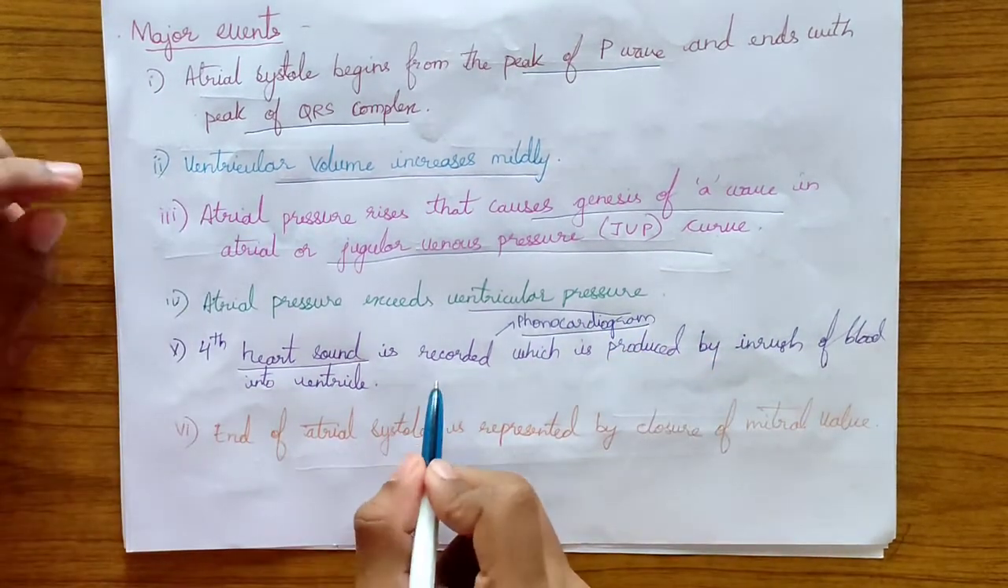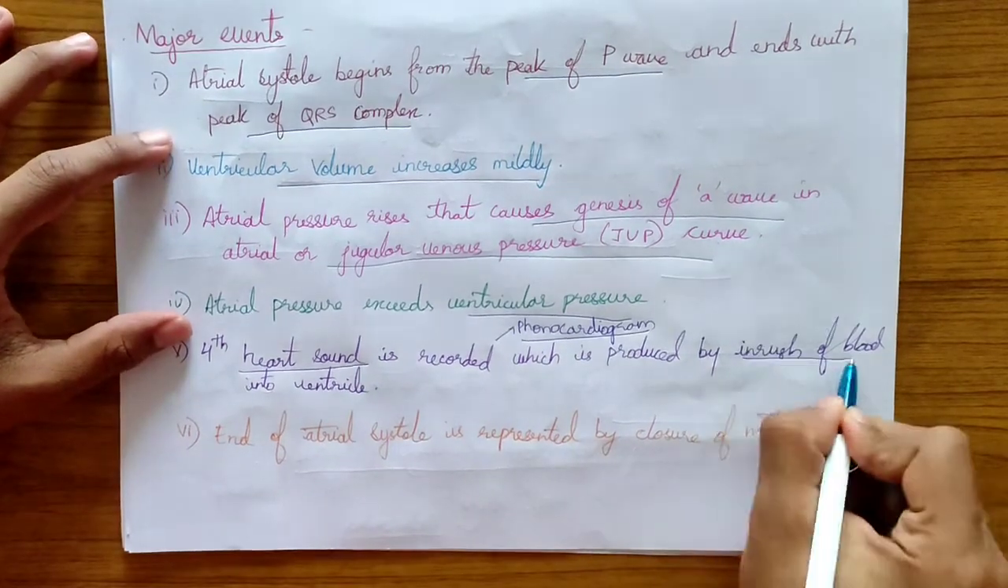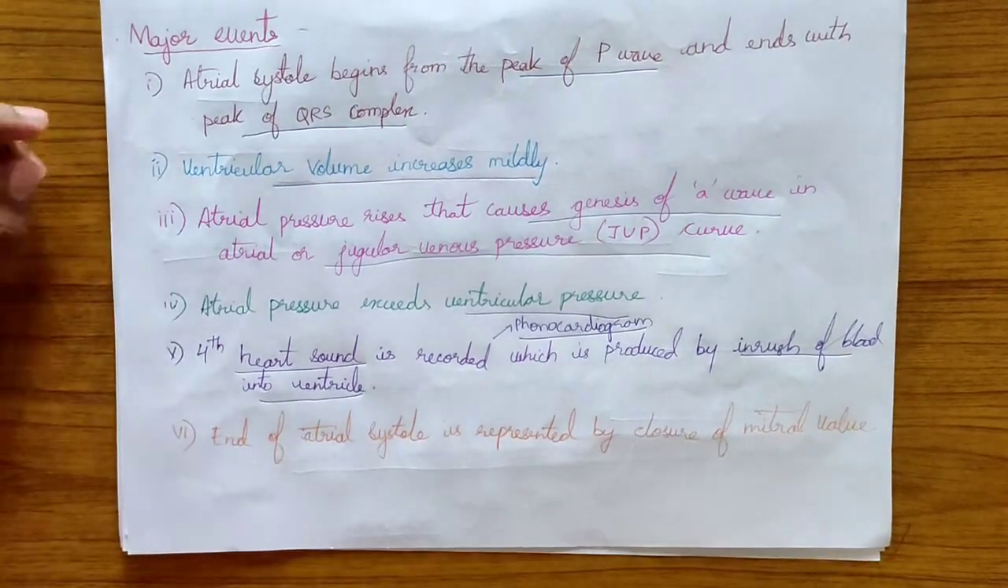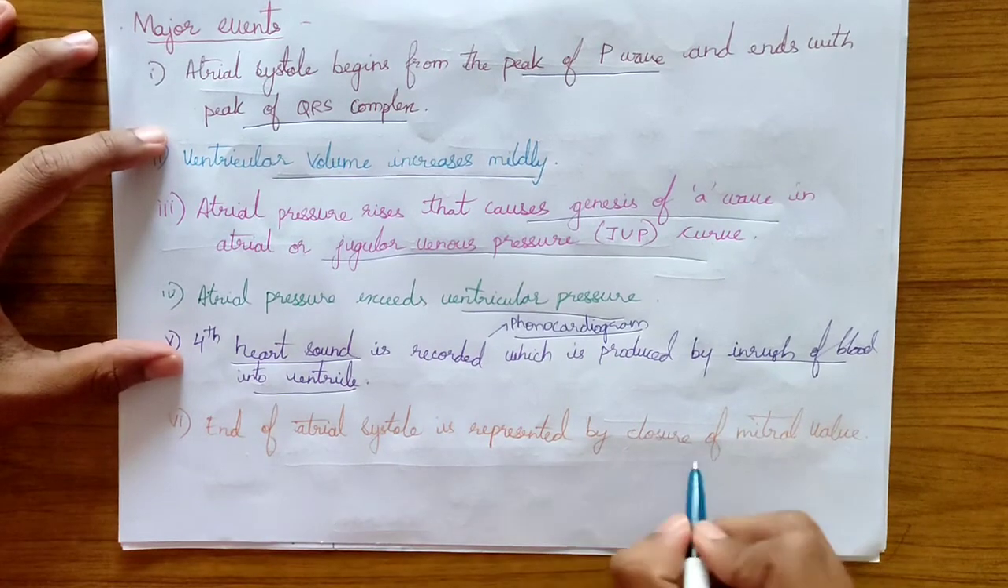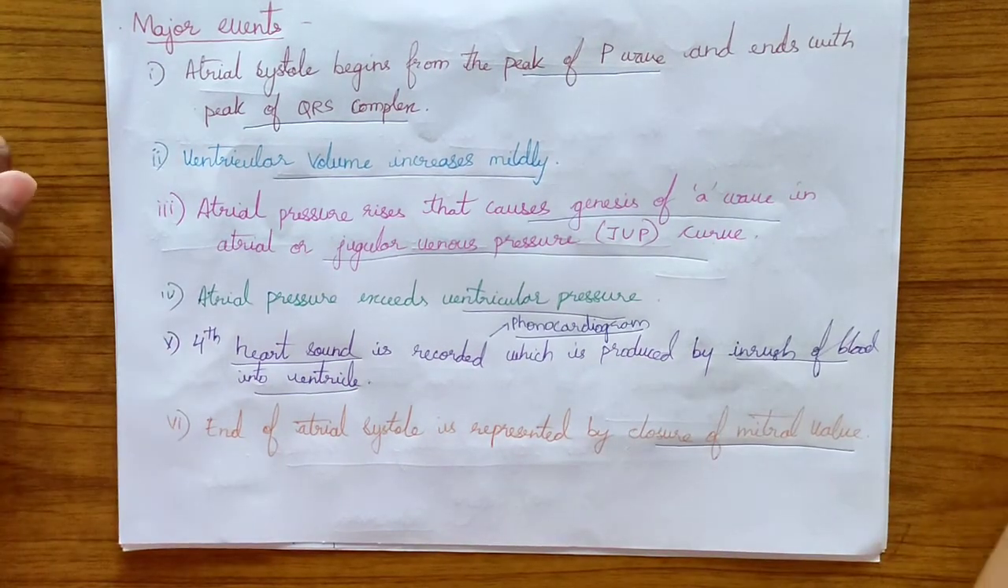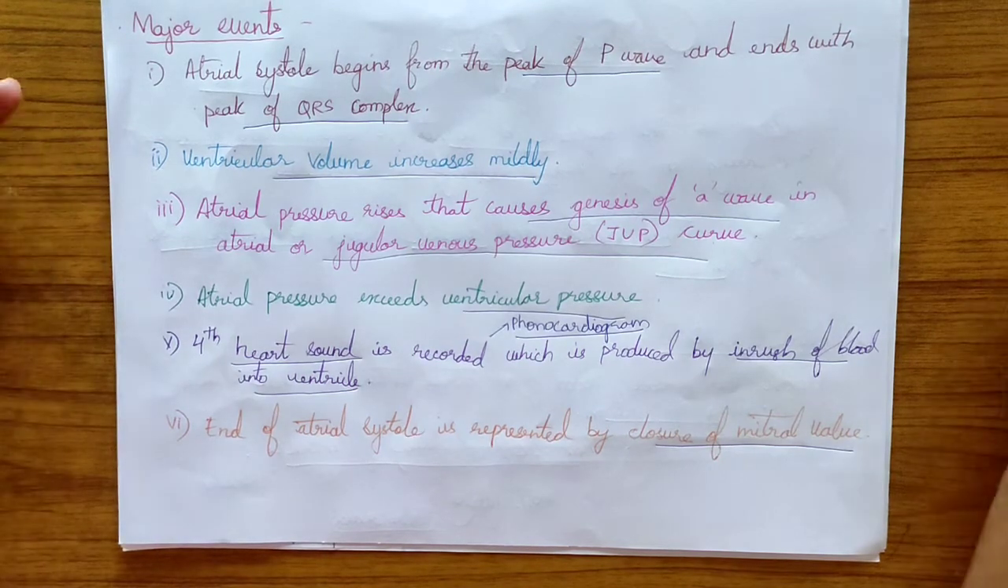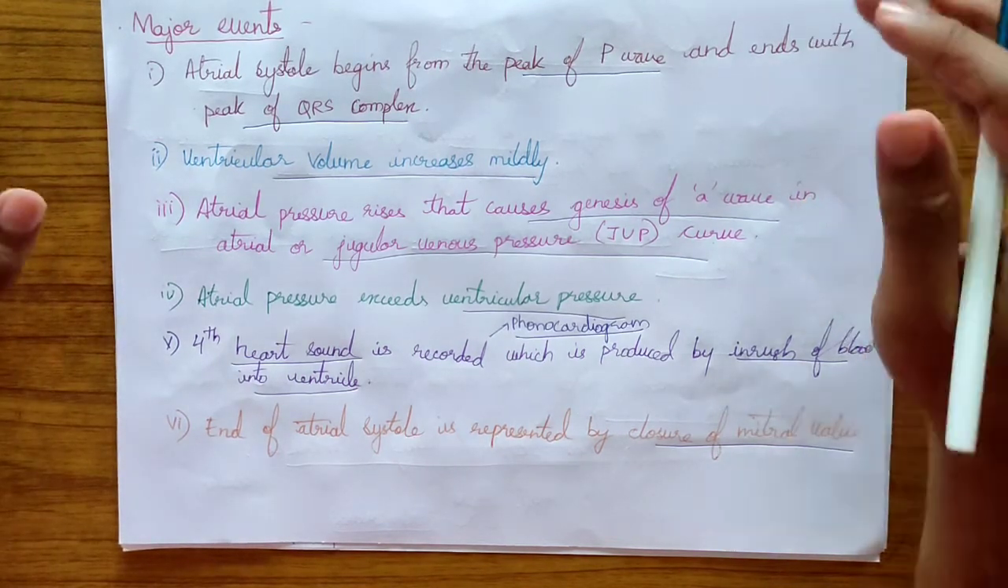So the fourth heart sound is recorded. It is produced by the inrush of blood into the ventricle. The end of the atrial systole is represented by the closure of the mitral valve. So after the 20% filling occurs, there is closure of the mitral valve and then the atrial systole ends.